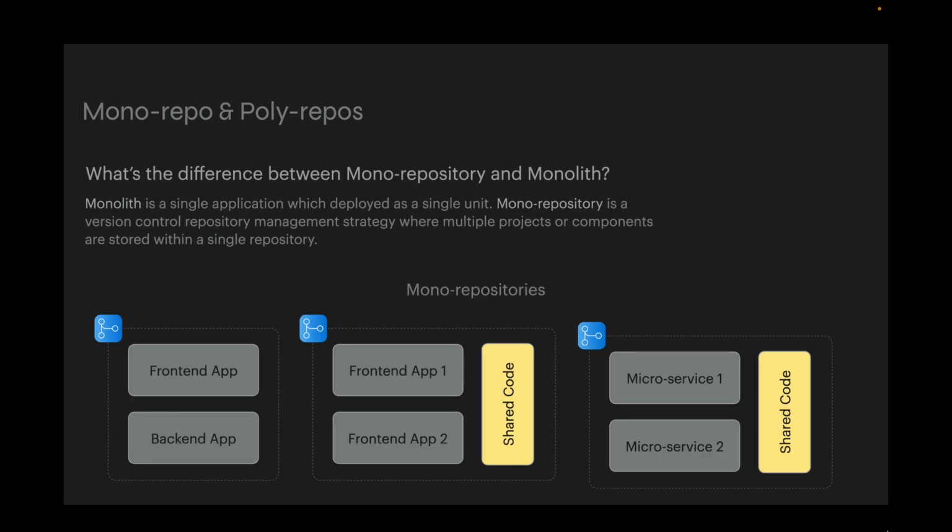They are not equal. Monolith is a single application which is deployed as a single unit. Mono-repository is a version control repository management strategy where multiple projects or components are stored within a single repository. A monolithic application cannot include modules or parts. Mono-repository must include more than one application.